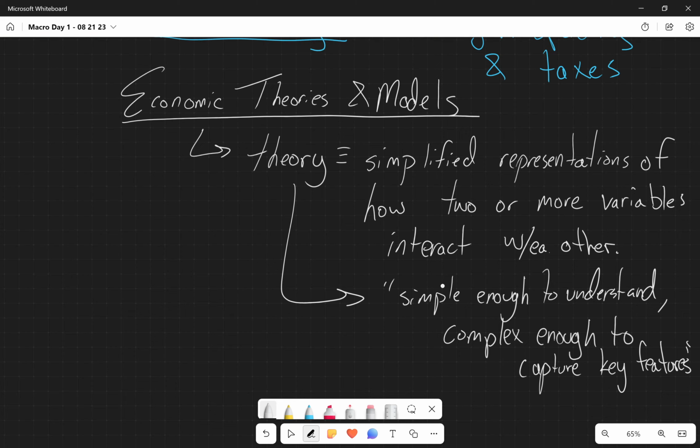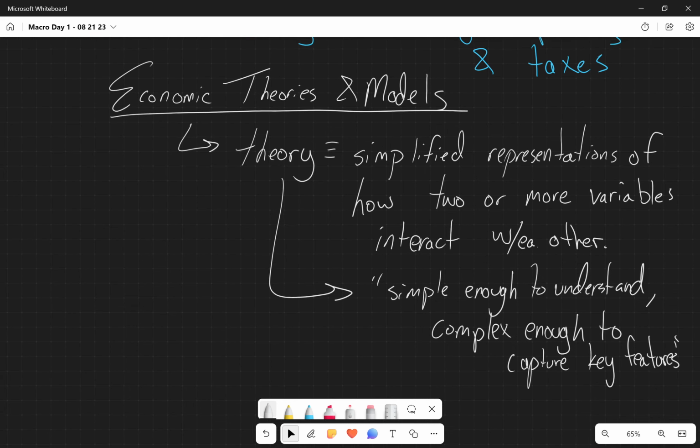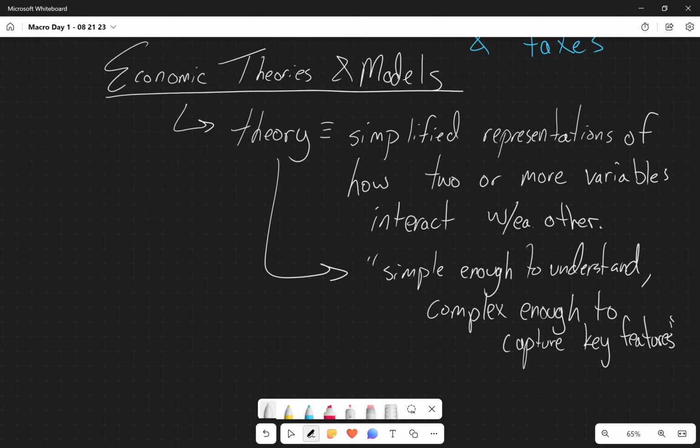As my dissertation advisor told me many times as I was working on my research, all models are toy models. There's always going to be some sort of simplifying assumption. There's no way to accurately represent every single element of human decision making. And the way that economists test these theories out is they use models to test them.